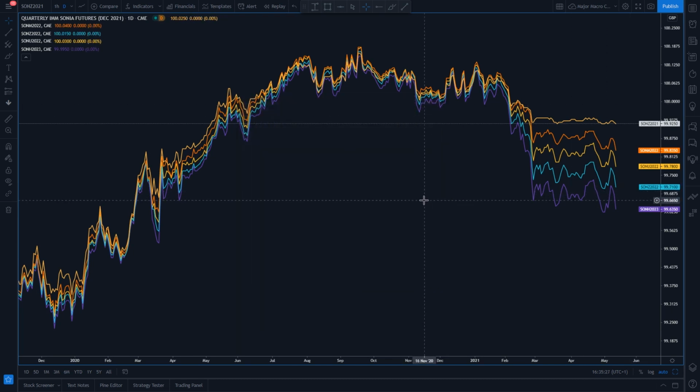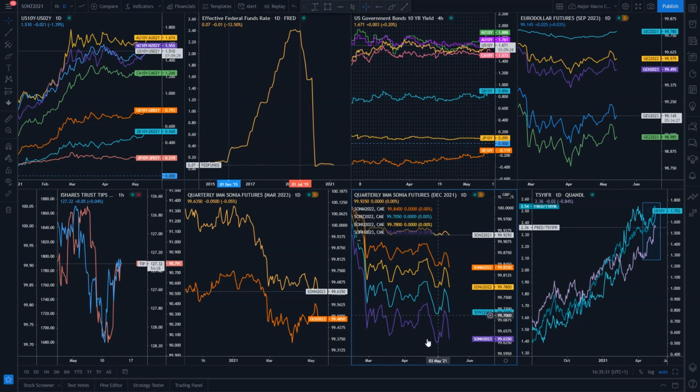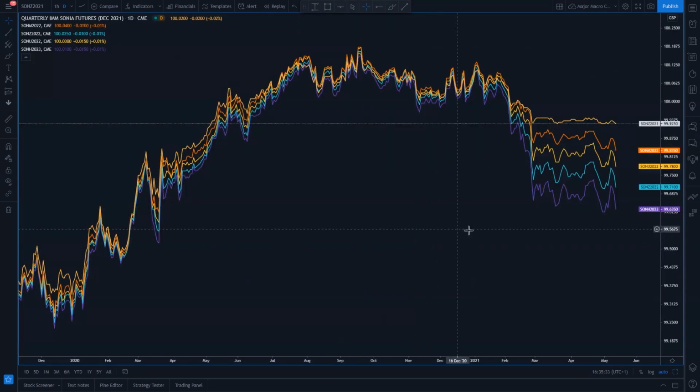So it's really the same thing that we use for the Eurodollar futures as well. It's just the Sonia futures referencing the cash rate for the BOE, where the Eurodollar futures, of course, reference the federal funds rate on the US side.